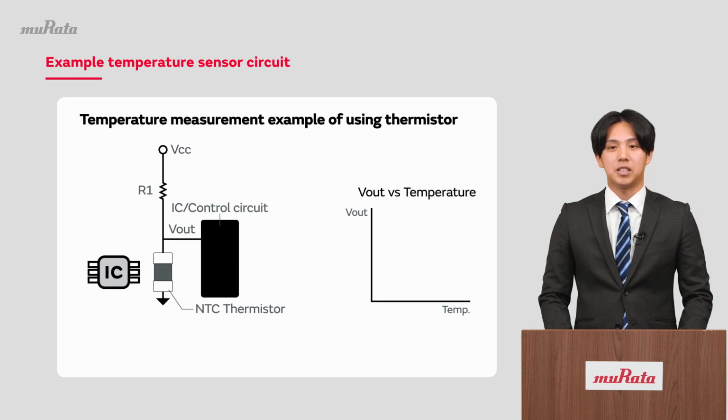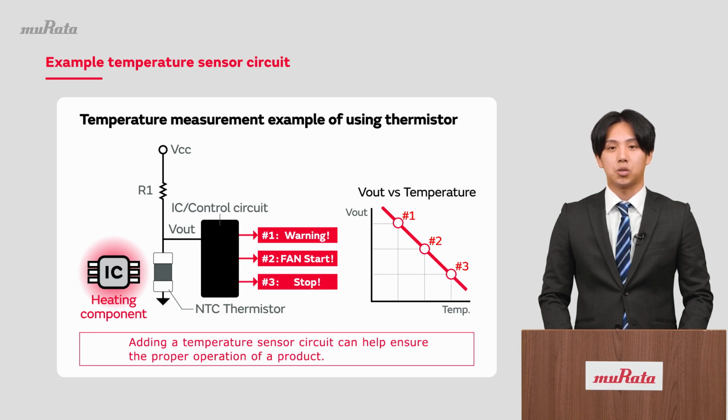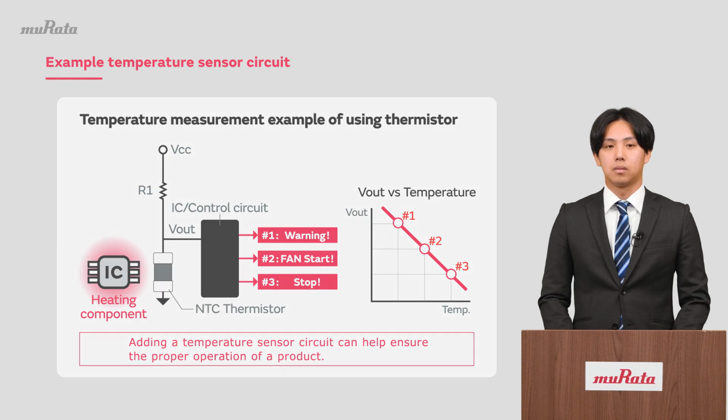Here we present an example of a temperature sensor circuit using a thermistor. One way to ensure the proper operation of a product is to define a response triggered by temperature increases, such as the sounding of an alarm, a fan turning on, or the product discontinuing operation.